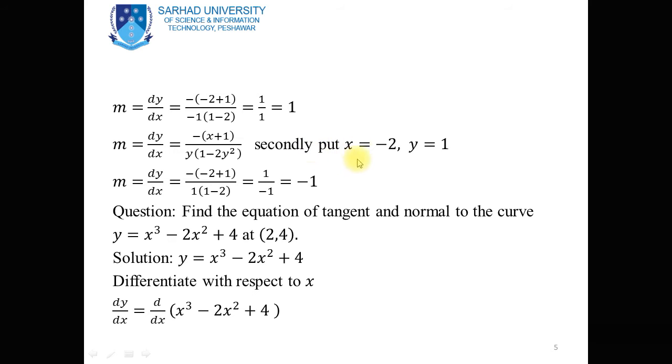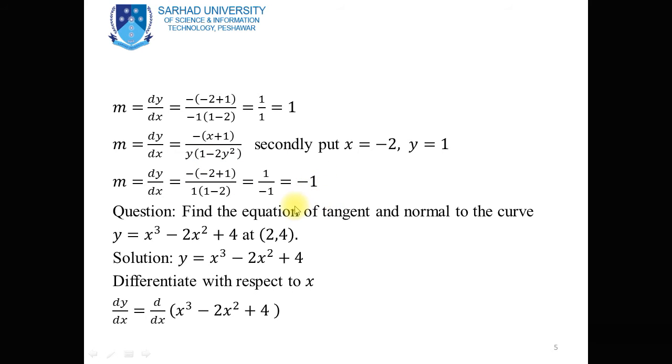Now if we have another point, x is equal to minus 2 and y is equal to 1, suppose this is another point, and for this point the slope dy by dx is actually minus (x plus 1) divided by y into (1 minus 2y square). Now how to put this point? Dy by dx is equal to minus, as it is, putting x equal to minus 2, plus 1, divided by the y value, which is 1, into (1 minus 2 into the y value 1 whole square), so 2 into 1 is 2. Now after simplification we obtain the slope is minus 1.